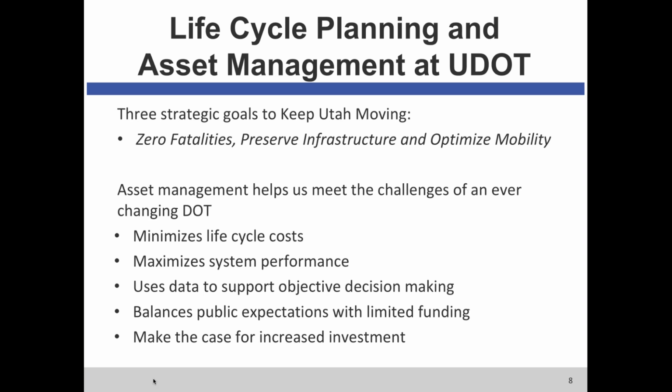As Perry mentioned, we have what we call our roadmap, and it's all about keeping Utah moving. And when we talk about our roadmap, we have our why. That's our mission. That's why we exist as an organization. That's why we do what we do. That's all about the economy and the quality of life. We have what we do. Those are our 3 strategic goals of 0 fatalities, 0 injuries, 0 crashes. We have preserving infrastructure, and we have optimizing mobility.